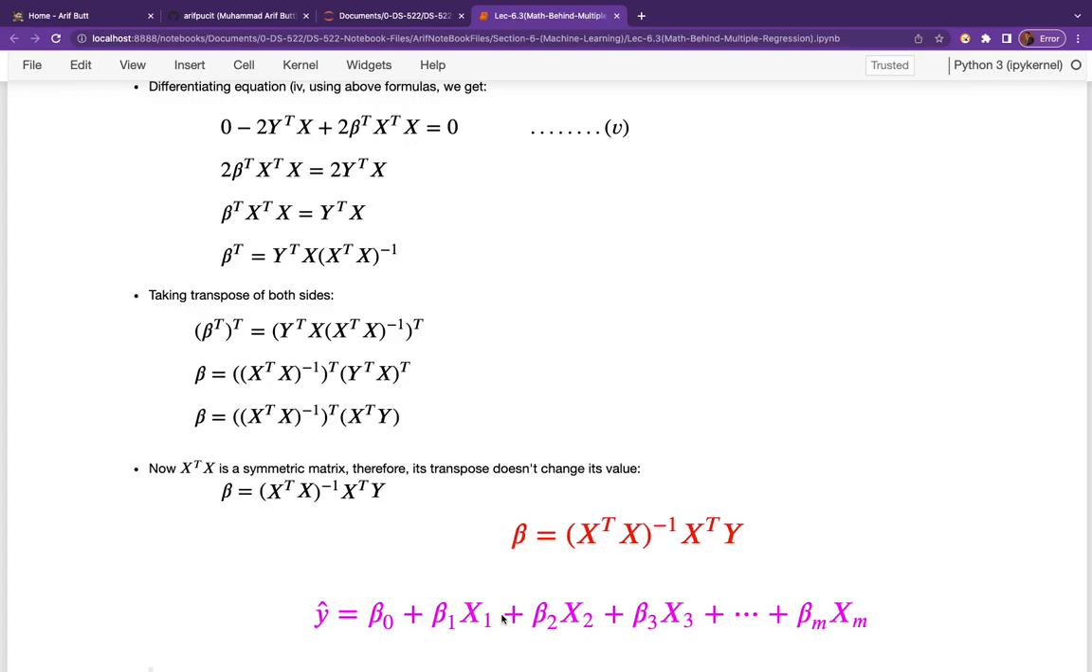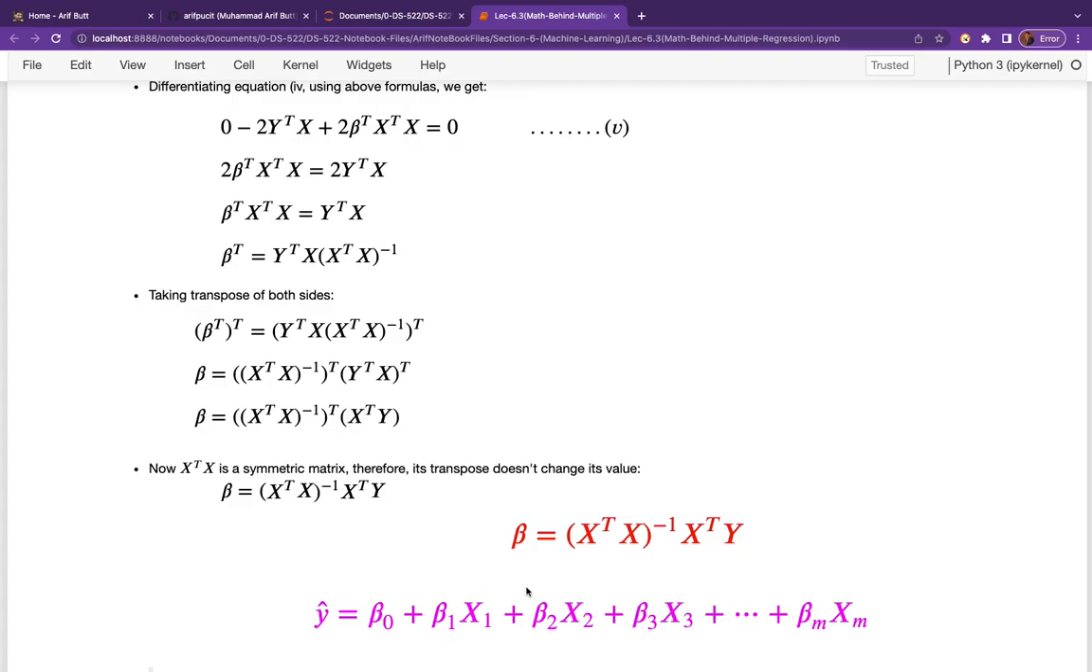Let me repeat this part. You give me all the x's and the y's, all the data points. I put them in this matrix equation, this formulation. I get a vector of all the betas. Now I have all the betas. You give me any set of x's. I put them in this equation shown in magenta color and get the predicted value of y.